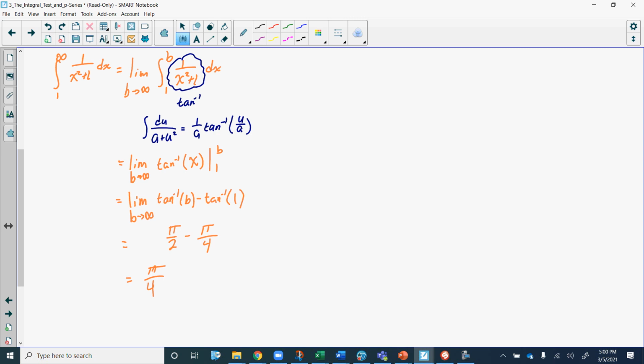Because we're approaching a specific number, that means the series as n goes from 1 to infinity of 1 over n squared plus 1 is converging, my marker doesn't want to write, converging by the integral test because, what did they actually say here?